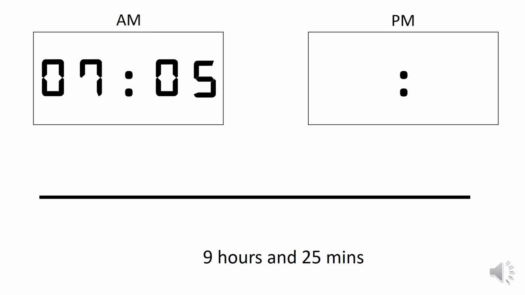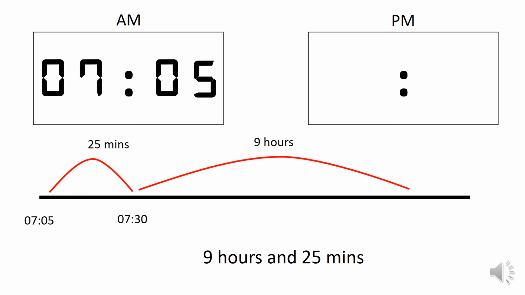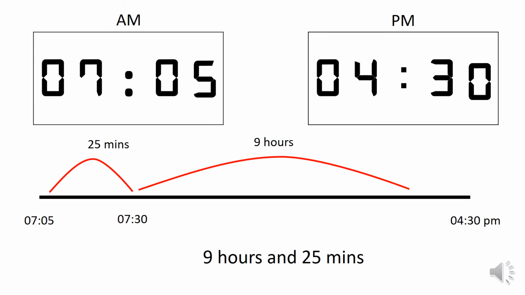I draw my line, put the start time on, add on 25 minutes first, and that gets me to 7:30. I'm going to add on 9 hours, that gets me to 4:30 p.m. So 7:05, add 9 hours 25 minutes, is 4:30 p.m.